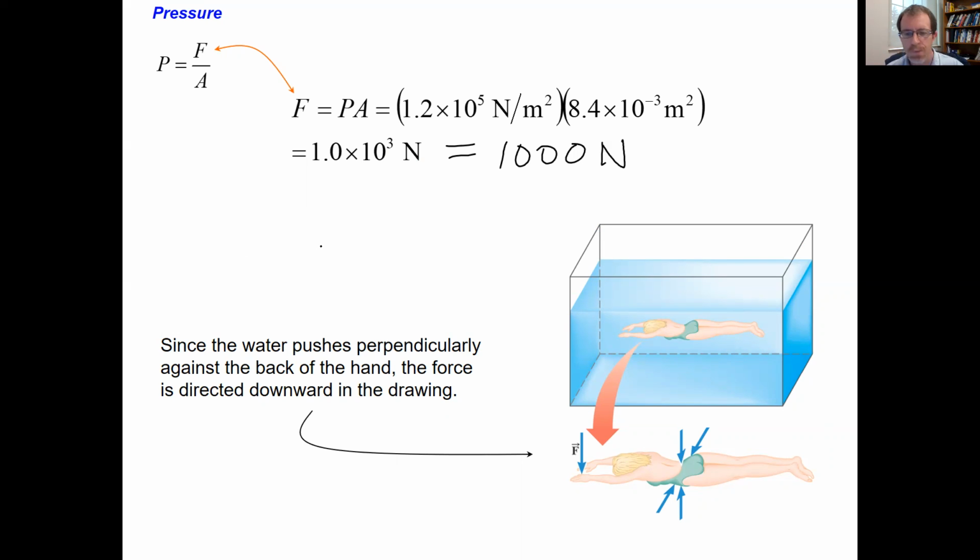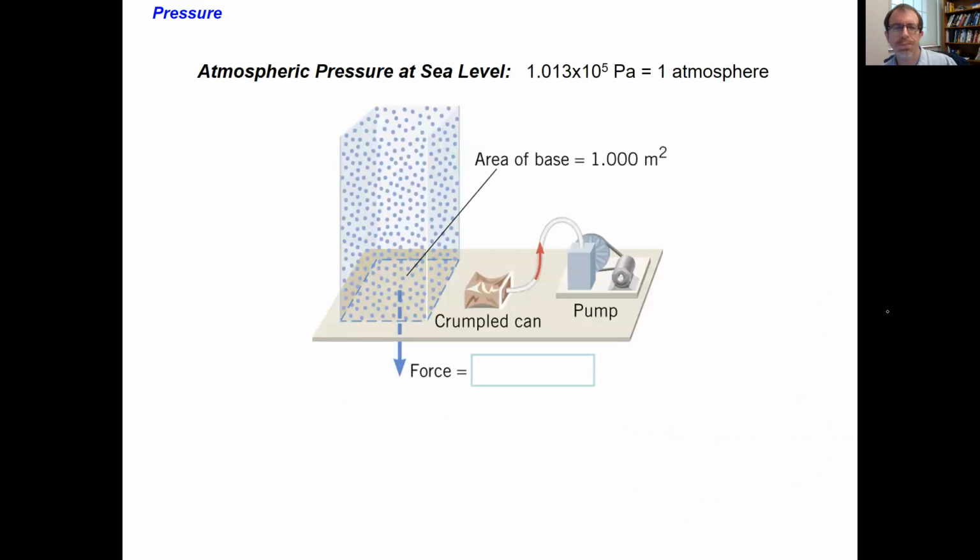All right. So let's move on and talk a little bit about this air pressure. Atmospheric pressure at sea level is 1.013 times 10 to the 5th pascals. If I were to write this out, that's 101,300 pascals. So just writing it out instead of having it in scientific notation.